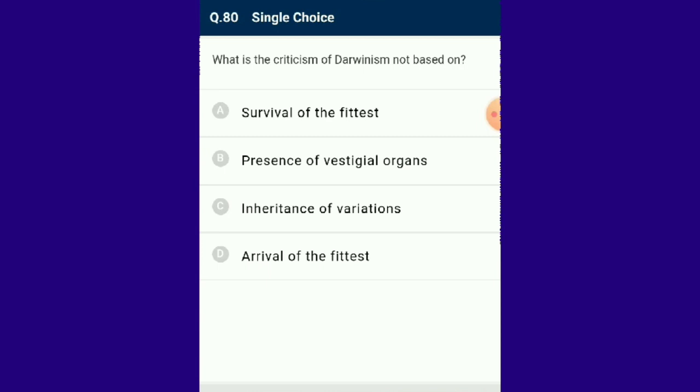Darwin was unable to differentiate germinal and somatic variation. The theory was unable to explain the over specialization of some organs like tusks of elephants and antlers of deer. This theory only explains the survival of the fittest but is unable to explain the arrival of the fittest. The main drawback of Darwinism was the absence of knowledge of heredity. So the answer is option A, survival of the fittest.